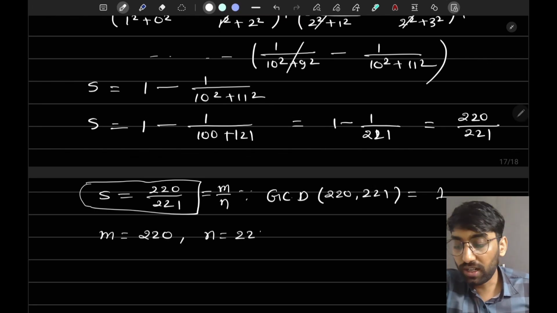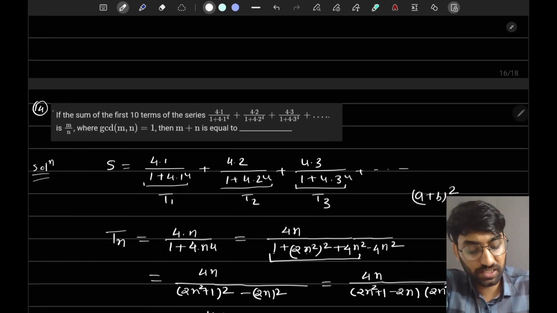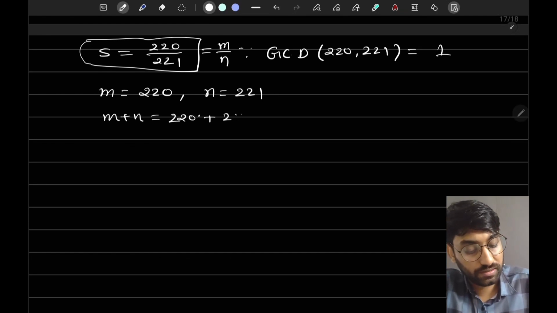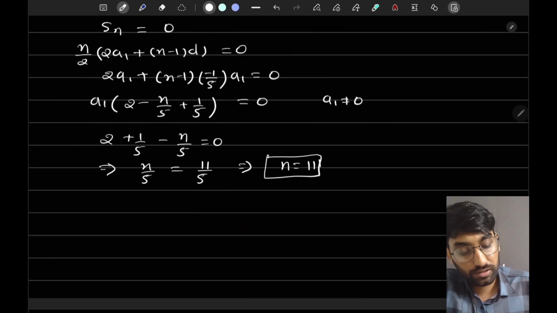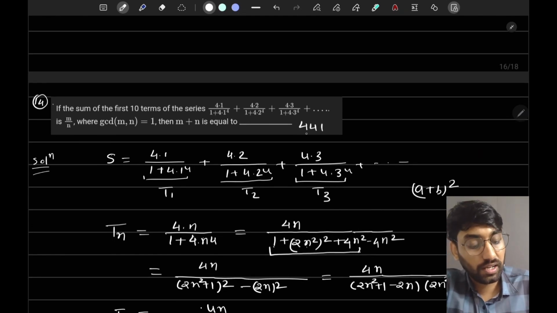Now what are they asking? They are just asking for the value of m plus n. So m plus n will become 220 plus 221, which is nothing but 441. Correct? So m plus n will become 441. So the answer will be 441 in this case. Correct? I hope this idea is clear. Okay.